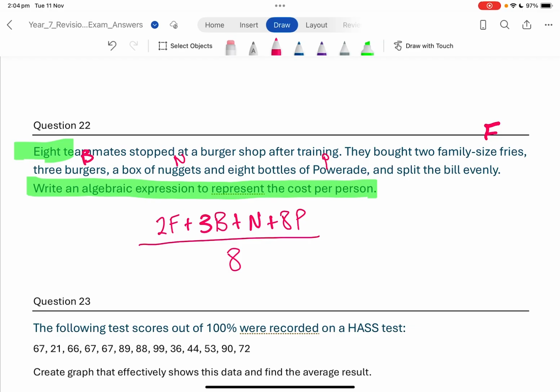Technically, you could have also written out your answer with some brackets. So if we did it more like this, I would also be able to pay that.